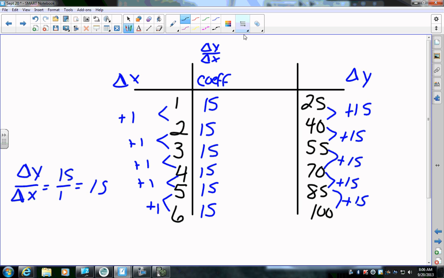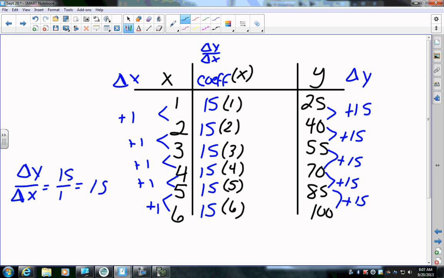Then you take it times your x. Remember, this is your x and your y. So I take it times 1, 2, 3, 4, 5, and 6. Okay, you multiply these two together. 15 times 1 is 15. You're trying to figure out what you need to add or subtract to get your y number, because you're trying to find your constant. 15 times 1 is 15.